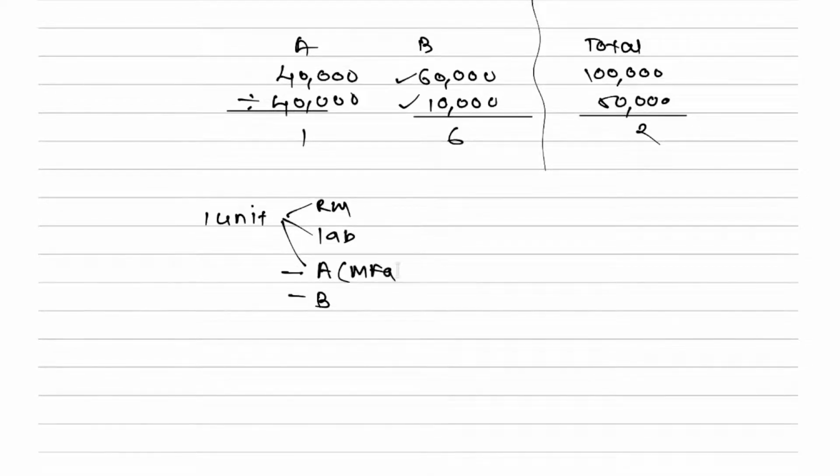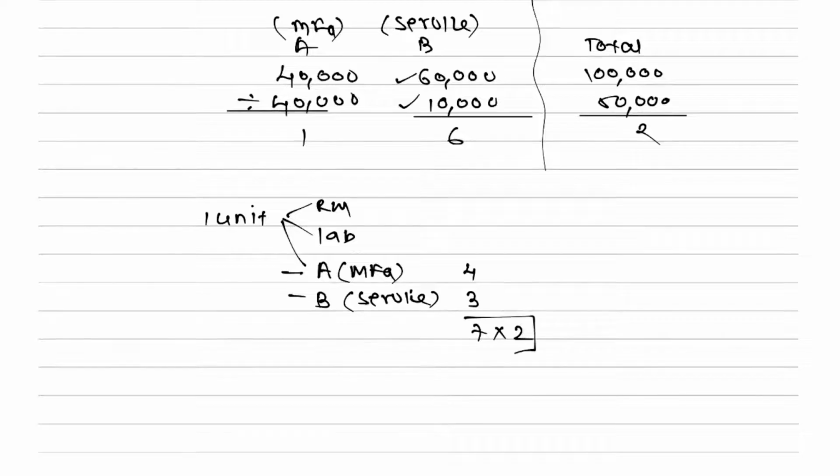Maybe it is a manufacturing department and a service department. If I talk about these, here it takes 4 hours, here it takes, let us say, 3 hours. So generally what will you do? See, 7 into 2, that is the blanket rate. And when you say departmental rate, what into what? 4 into 1 and 3 into 6.